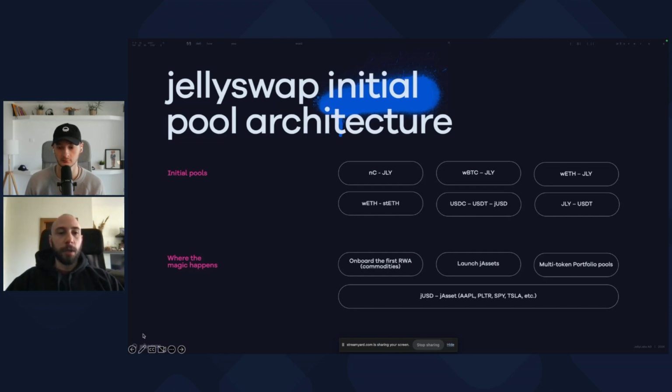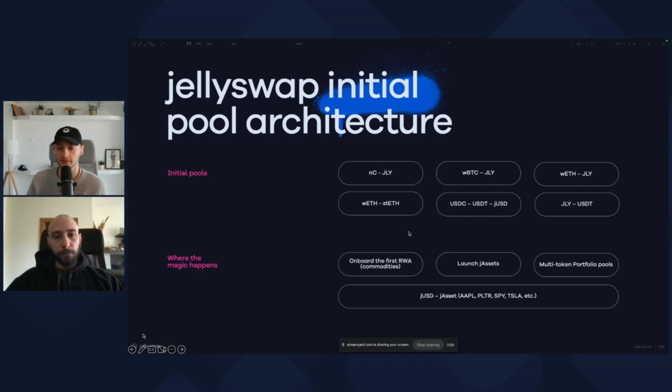which is like the real heavy hitter of JellySwap, and one of the main features that we want to highlight and feel like will be very utilized and very useful for users to combine multiple of those assets, not only crypto, but different types of assets, and use them and trade them, and not just hold them.